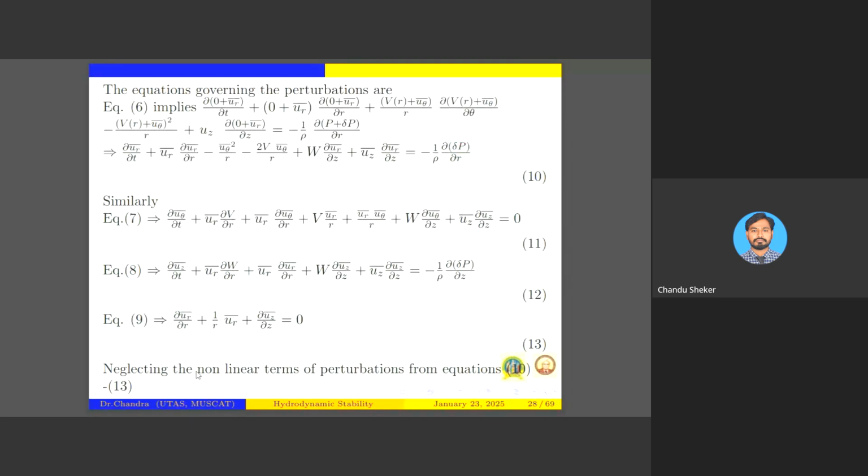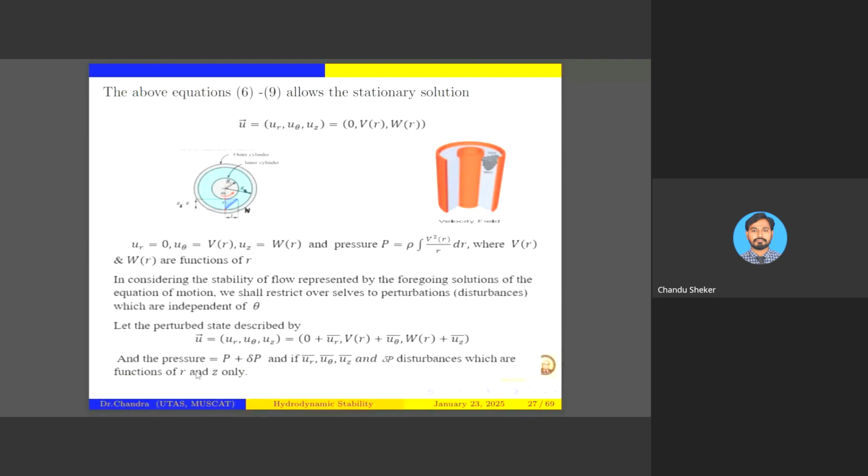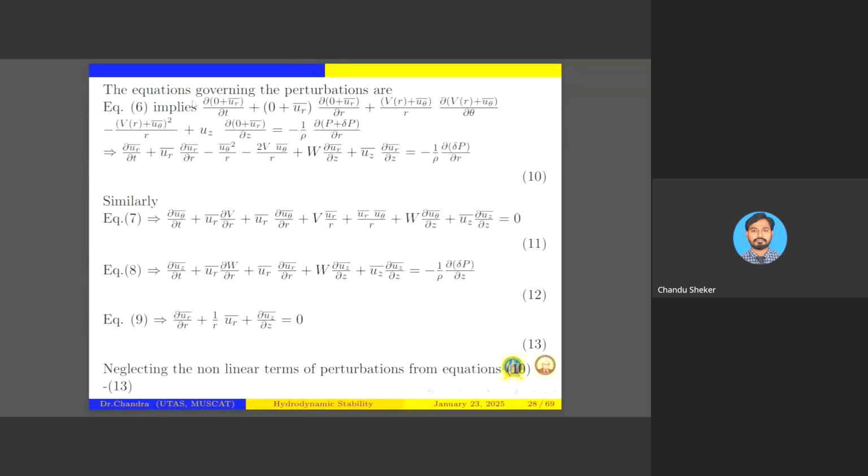Now when we take these stationary solutions in the previous equations, like in equation 6, we get dou u_r by dou t, with u_r replaced by 0 plus u_r bar, and u_theta replaced by V(r) plus u_theta bar. Similarly, u_z is not there here. P is replaced by p plus del p. After simplifying this, we'll get this expression. Here we got one term, (V plus u_theta bar) whole square by r. When you expand this, we'll get v square by r.